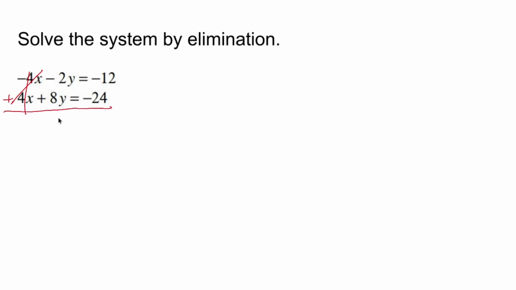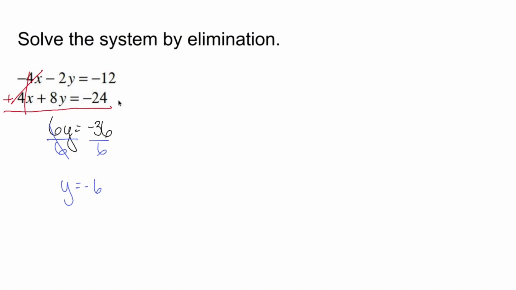Negative 2y plus 8y is 6y. Drop down the equals. Negative 12 minus 24 is negative 36. In order to solve for y, all you have to do is divide both sides by 6, and y equals negative 6. So y is solved for.